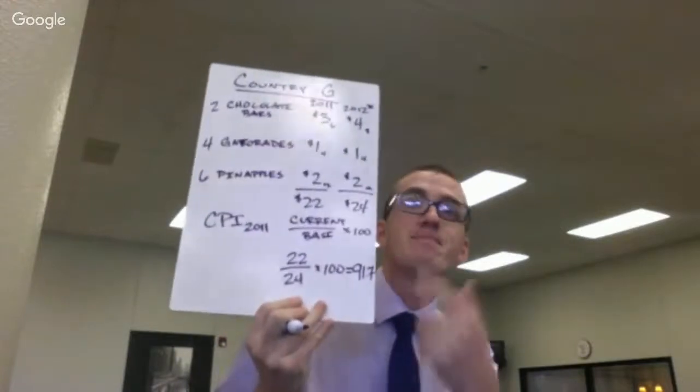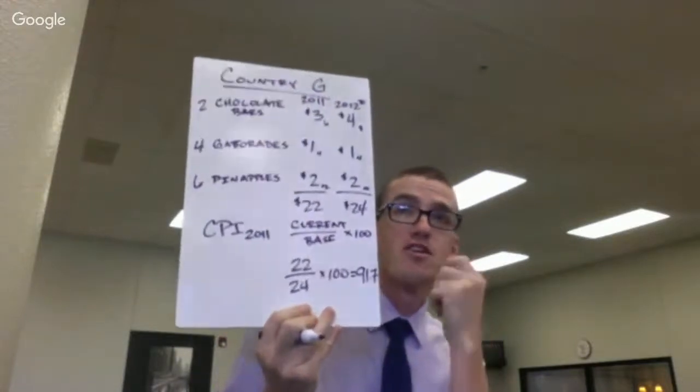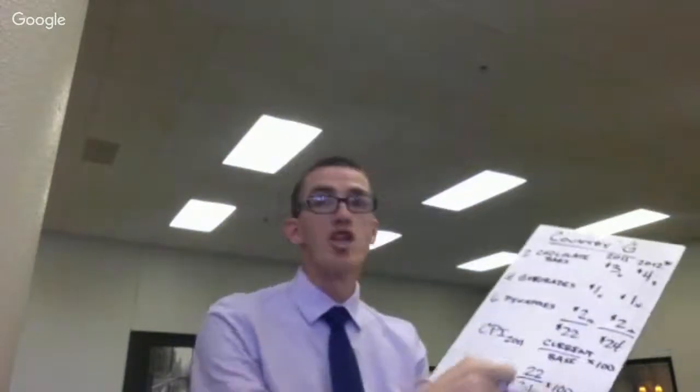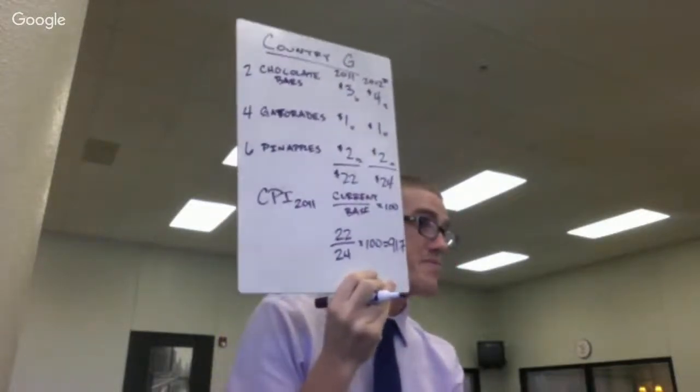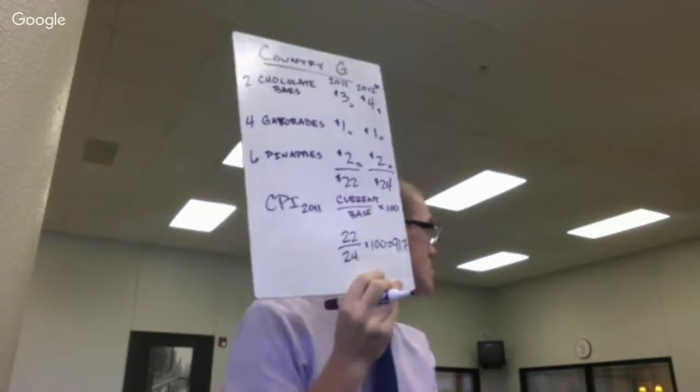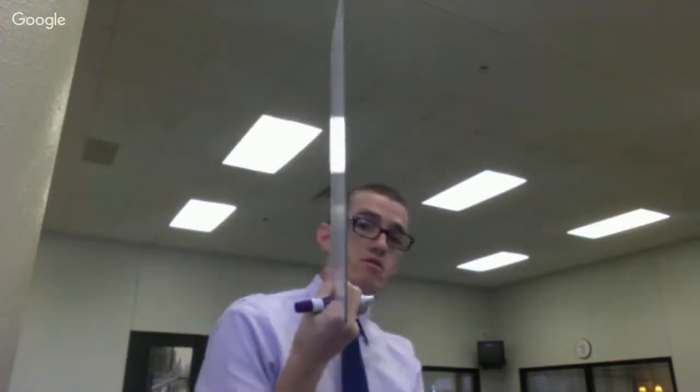All right, so they're going to make the math friendly for you if they have you do this. It would probably be like 20 over 25. All right, so 91.7. What's the base? What is CPI for 2012? 100. Your base year CPI is always 100. So CPI for 2012 is 100.